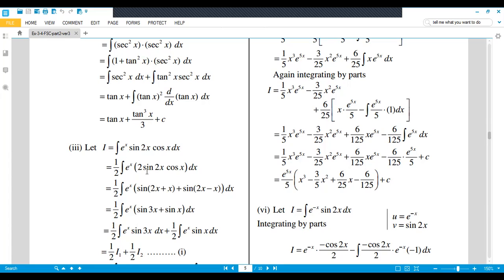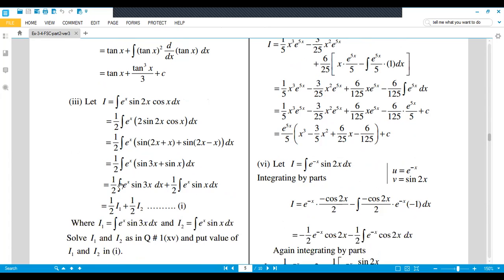So now it is 2 sin 2x cos x, meaning 2 sin alpha cos beta, which is equal to sin(alpha plus beta) plus sin(alpha minus beta). So 1 over 2 e^x times sin(2x plus x) plus sin(2x minus x). So it will be sin 3x plus sin x. Now the exponential function will multiply with both, and this 1 over 2 also multiplies with both.